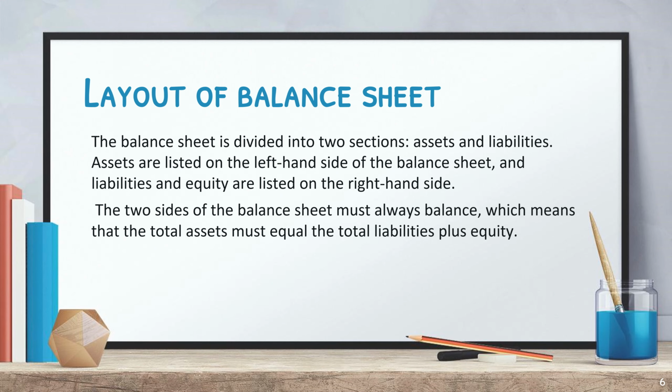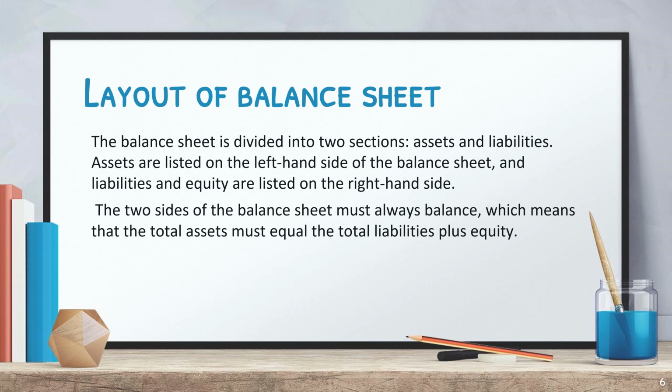The balance sheet is divided into two sections, assets and liabilities. Assets are listed on the left-hand side of the balance sheet, and liabilities and equity are listed on the right-hand side. The two sides of the balance sheet must always balance, which means that the total assets must equal the total liabilities plus equity.